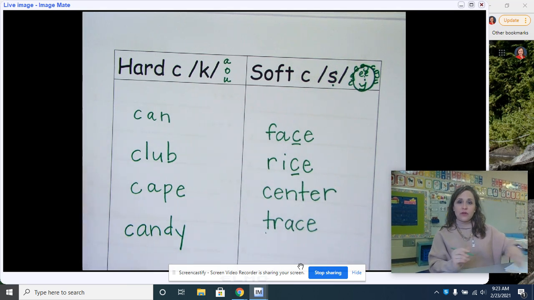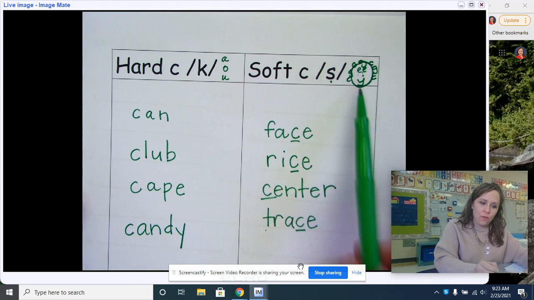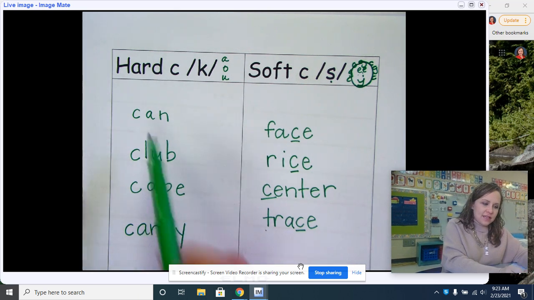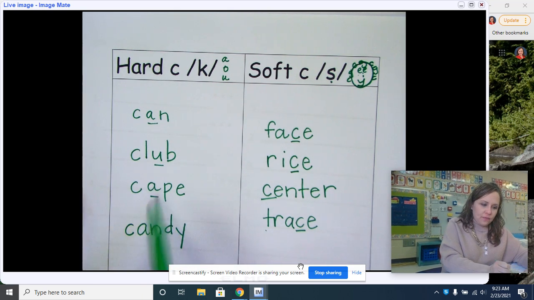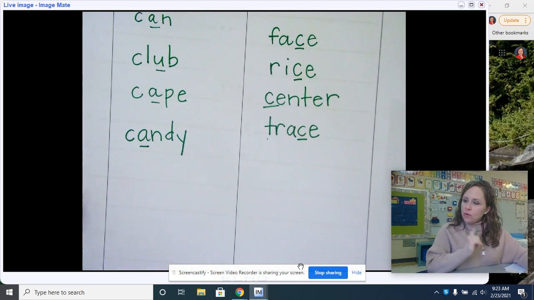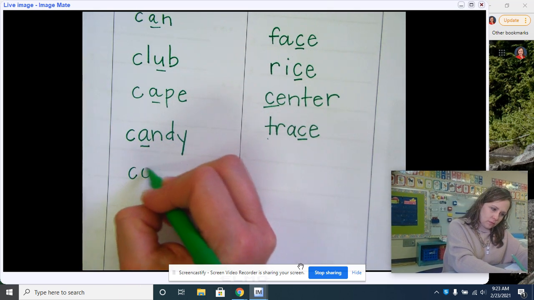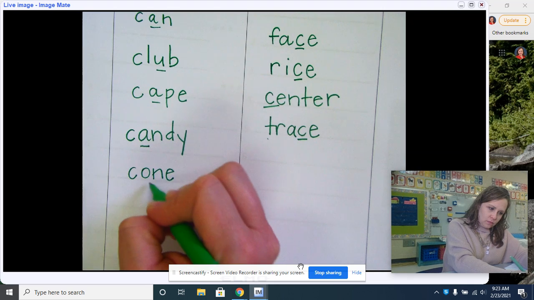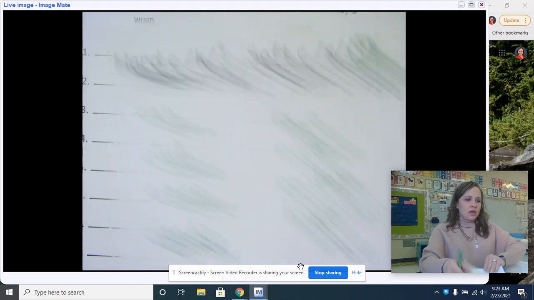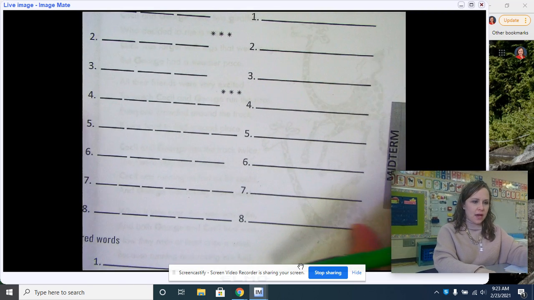Trace. So notice that all of these C's are followed by E, I, or Y. Actually, they're all followed by E in this situation. And then this, we've got A and U. All right, let's see if we can come up with one that has O. What about cone? Cone. All right. Now let's move to writing our words and practicing our red words.